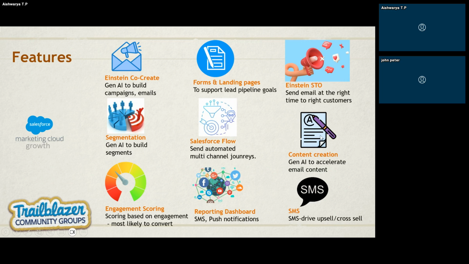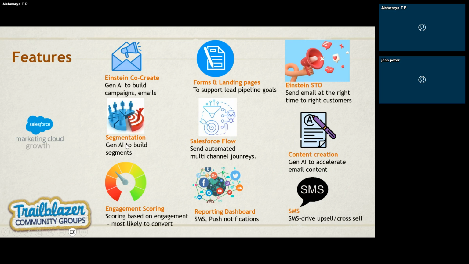And content creation, again, is also available here with some AI enablement. We call that Einstein Co-Create. Again, content creation is also available. SMS is also available. Reporting and dashboard is also available. And Salesforce Flow, same as what we saw in Account Engagement. Similar kind of flow you can see here in Growth Edition.